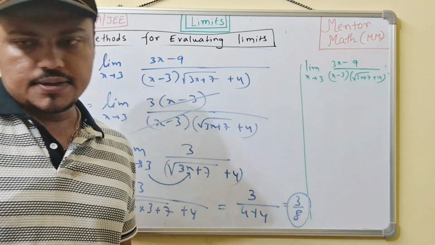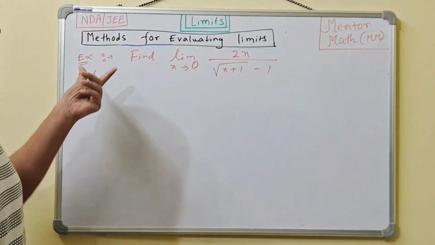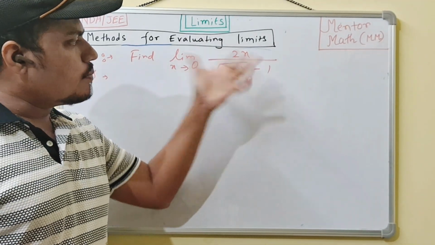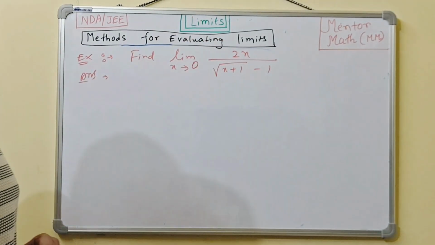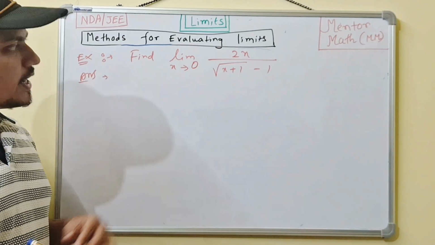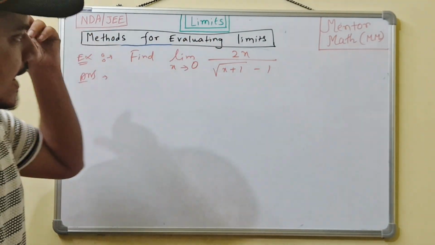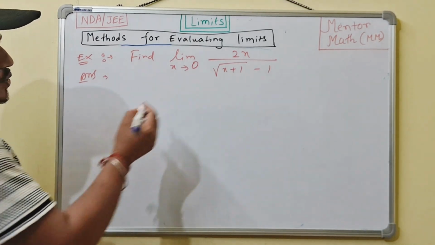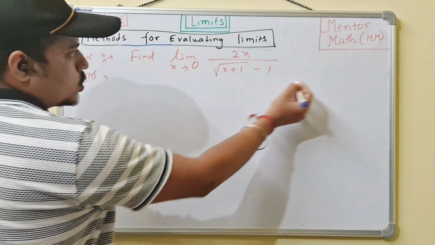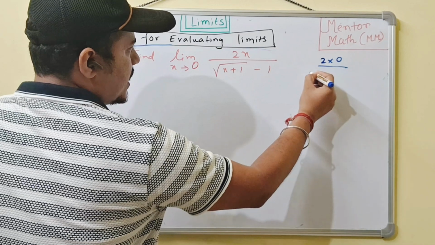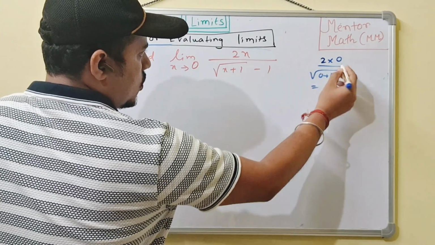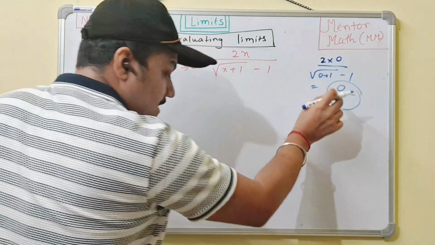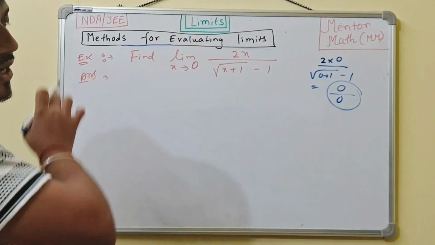Okay, so copy this. Next comes another problem, that is find limit x tends to 0 of 2x by (root under x plus 1 minus 1). So this is also a rational, that is a fraction form, with numerator and denominator, and here the denominator contains a square root. First of all you have to substitute x by 0. So we have 2 into 0 by (root under 0 plus 1 minus 1). Obviously this is 0 by 1, root 1 is 1, minus 1 is 0. Obviously this is 0 by 0 form. 0 by 0 form means indeterminate form.